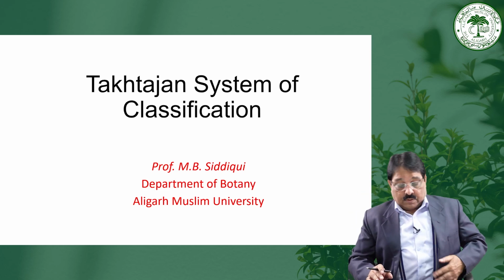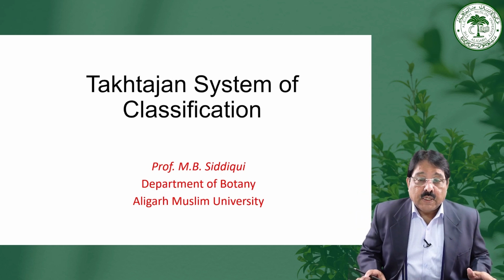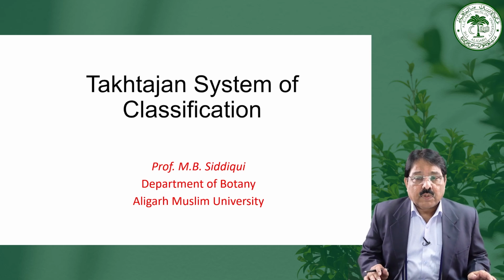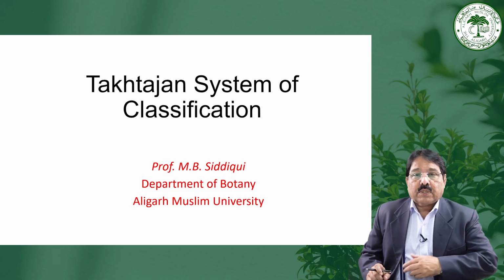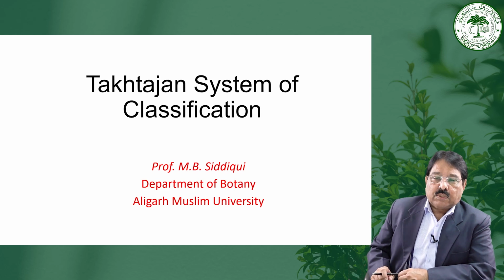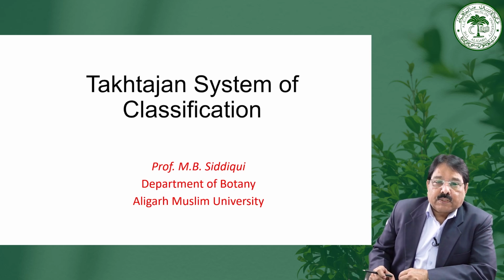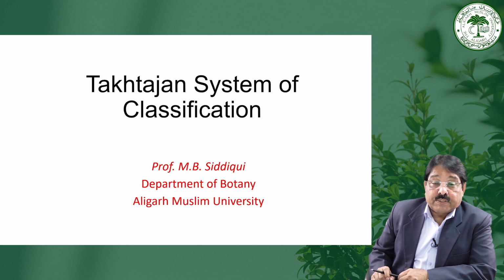About artificial, I have already told you that it depends on one or two characters, which are morphologically visible in the plants. In earlier days, for example, the number of stamens was the basis. That's why, on the basis of the number of stamens, plants were classified as monoandria, diandria, triandria, tetrandria, etc.